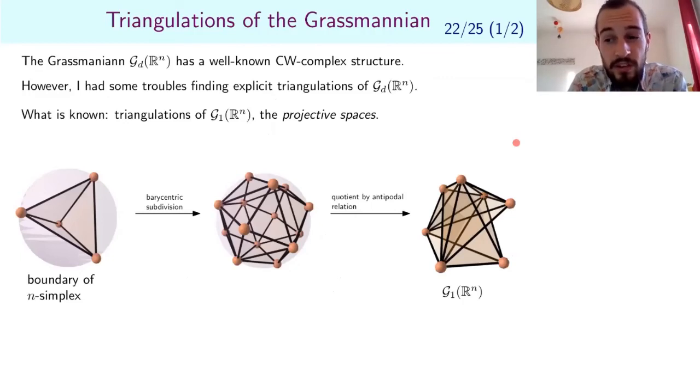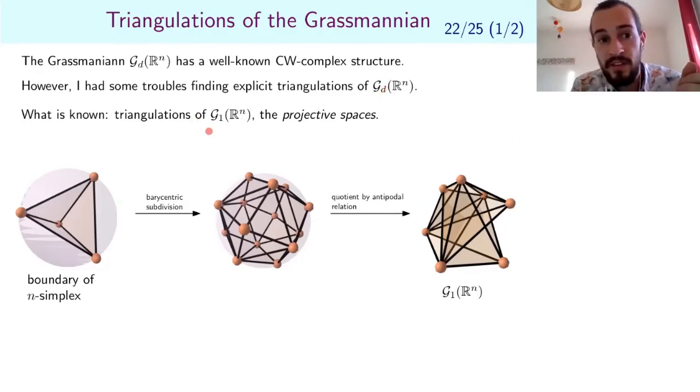This is something which can be done in theory, because the Grassmann manifolds are triangulable. This is because they admit a simple CW structure, but I wasn't able to find such a triangulation in practice. What I know how to do is to triangulate the Grassmannian when D is equal to 1.